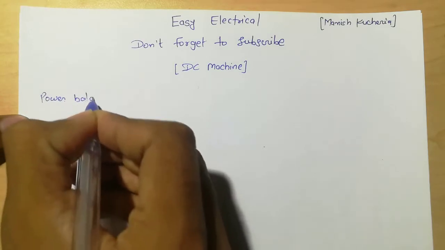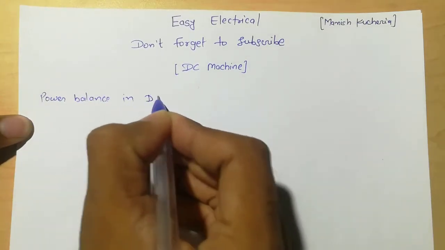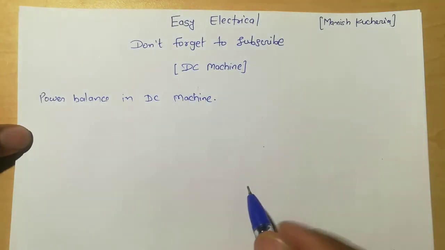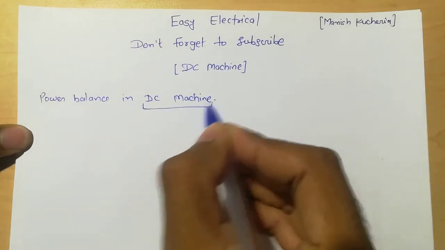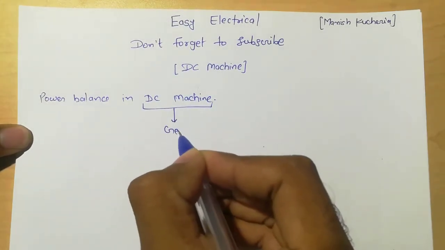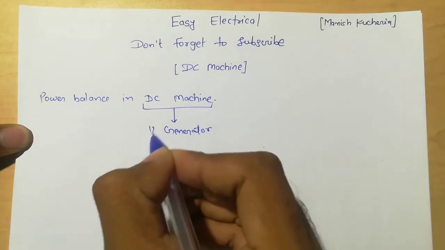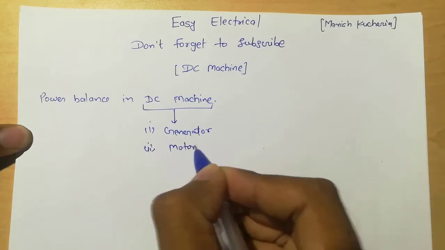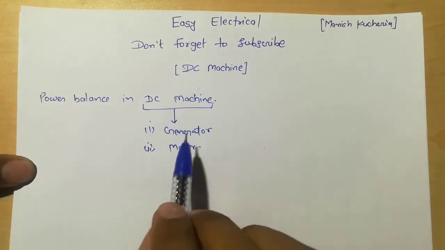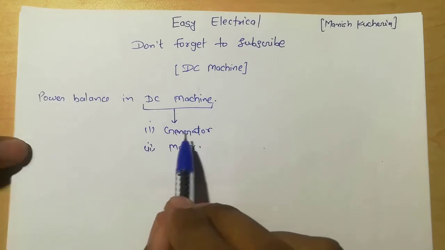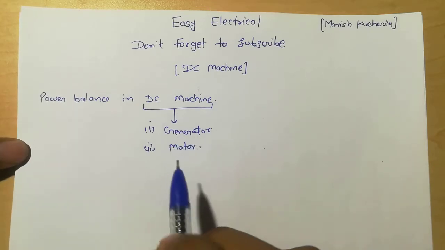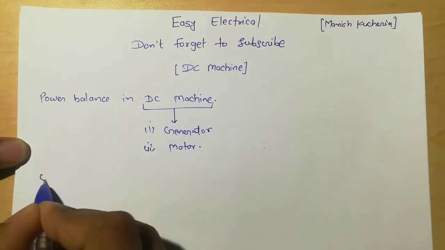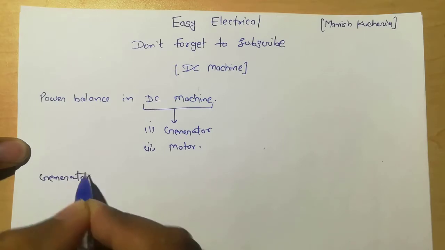Power balance in DC machine. In the DC machine we have two phenomena: the DC machine behaves like a generator, this is the first, and the second one is it behaves like a motor. So we have two different types of actions, the generator action and the motor action, and both are reversible. Now taking first the generator action.